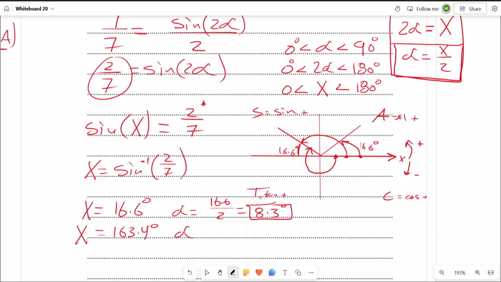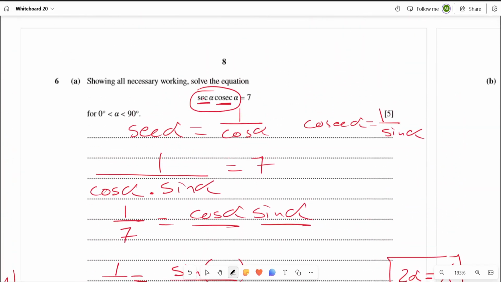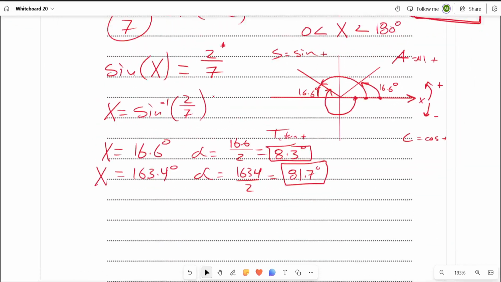And alpha equals 163.4 over 2. That is going to be 81.7 degrees, and that is my second solution. And if you want to try, you can put in alpha over here. You can replace alpha with one of the solutions, let's say 8.3.